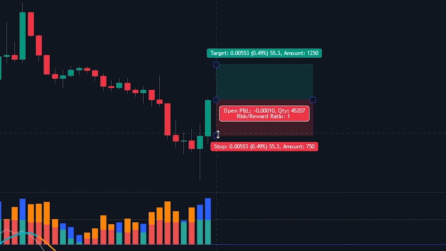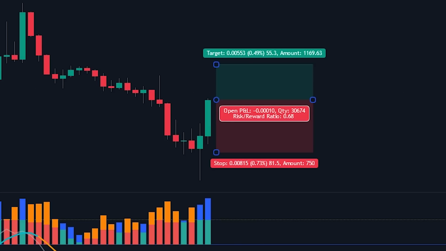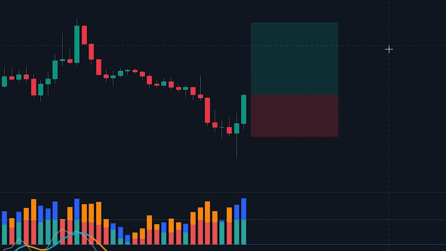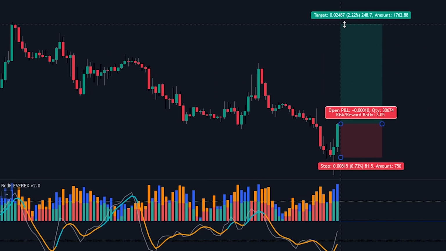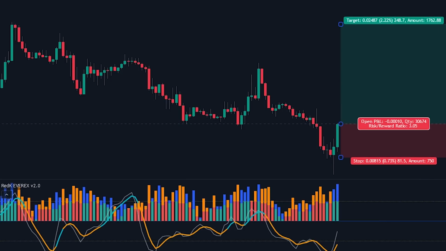We'll be placing the stop loss at the recent swing low. For the take profit, we will be targeting a recent swing high, aiming for a risk-to-reward ratio of at least 2. Now let's see how the trade plays out.